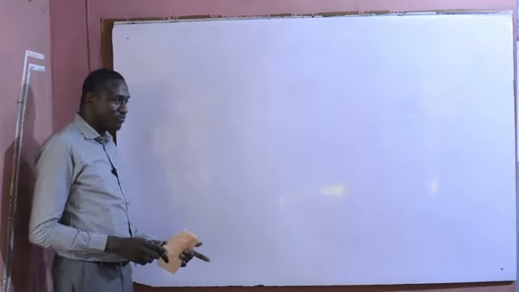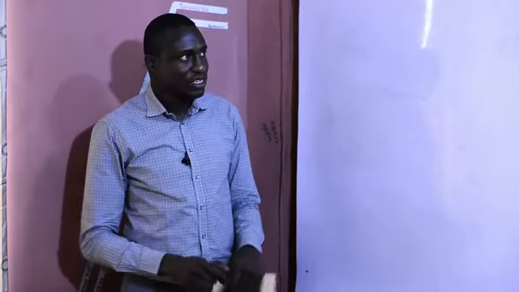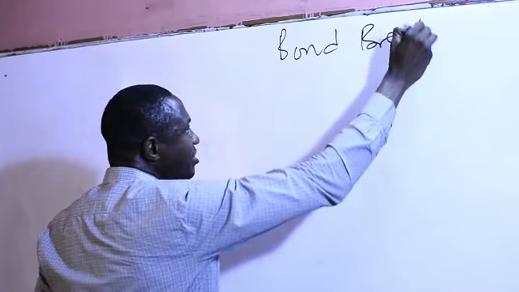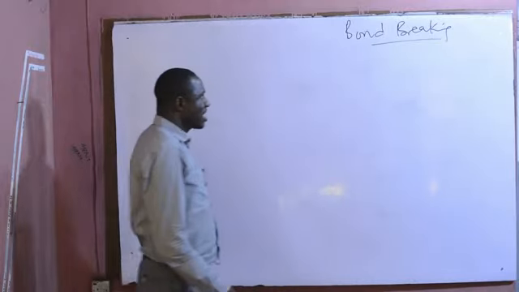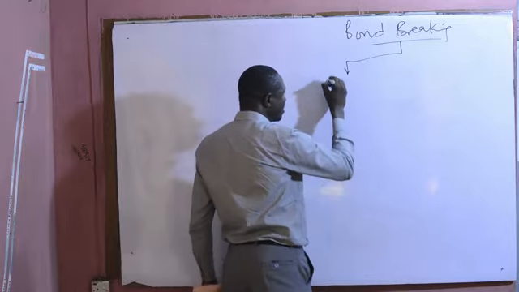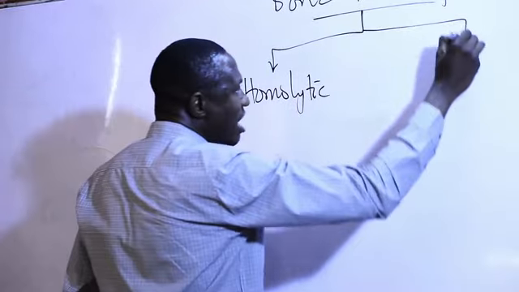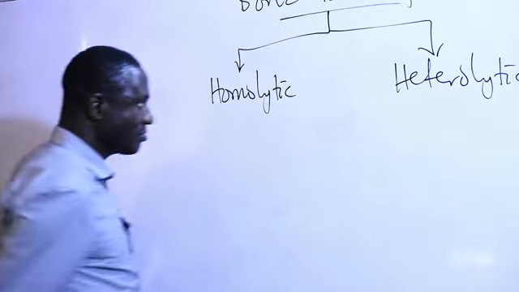In an organic reaction, for any reaction to take place, there must be bond breaking from the reactant and there must be bond formation to the product. So when we say bond breaking, it's the breaking of bond between two atoms or group of atoms in a molecule. And these bond cleavages or fission are of two types. We have homolytic cleavage and we have heterolytic cleavage or fission.